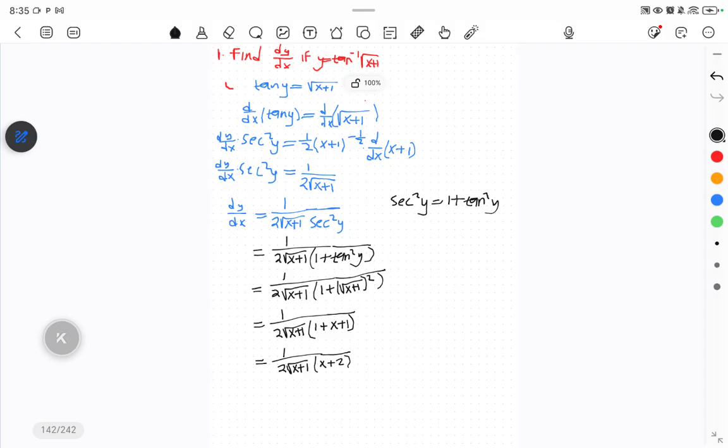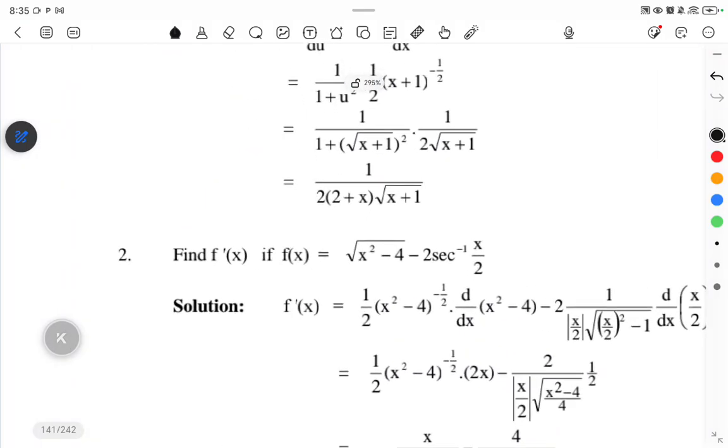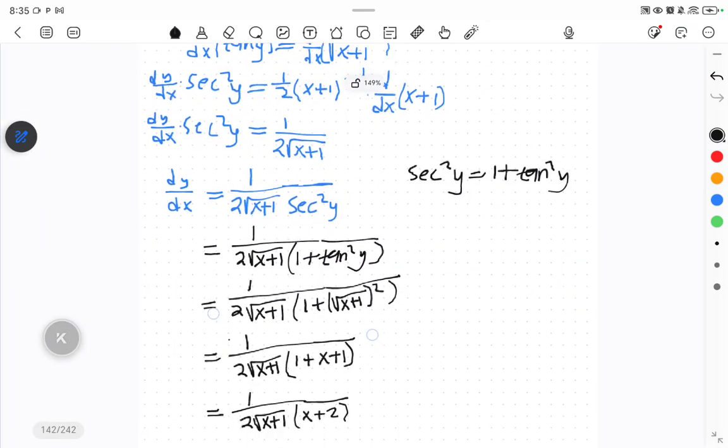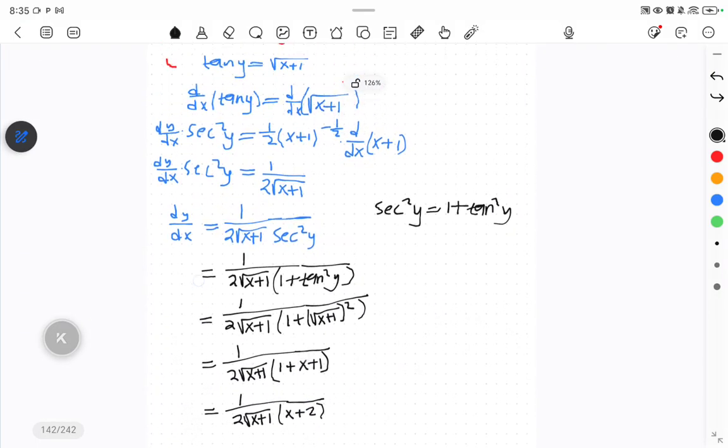If we check on the other side, it's the same thing. It's a 2 plus x root of x plus 1 on the denominator. And if we check this side, the same thing. It's a 2 plus x root of x plus 1. You see that if we apply the theorem, this becomes simple, right? Do you agree?